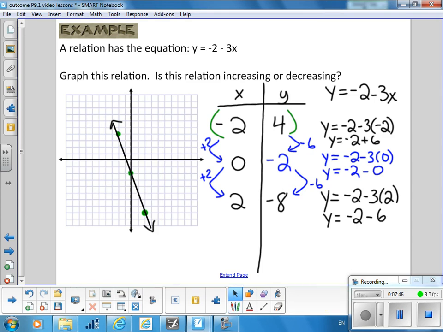And now we need to ask ourselves, is this relation increasing or decreasing? Well, remember, we always move from left to right, and from left to right, it is falling. So this is a decreasing relation.